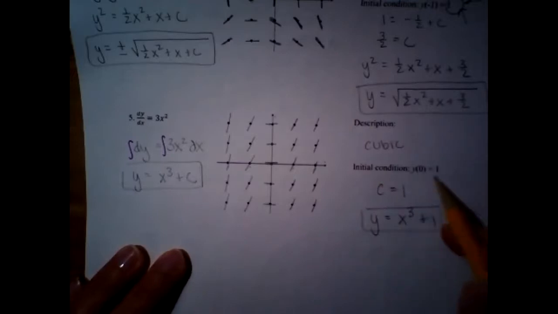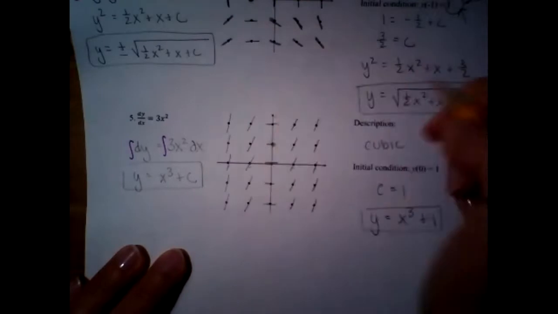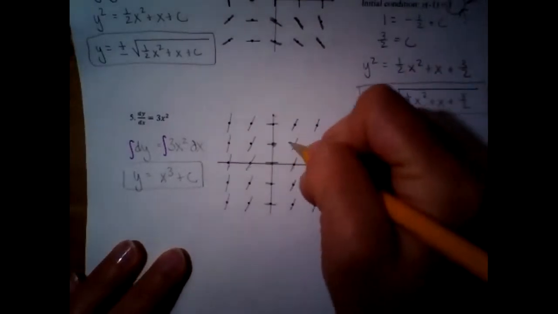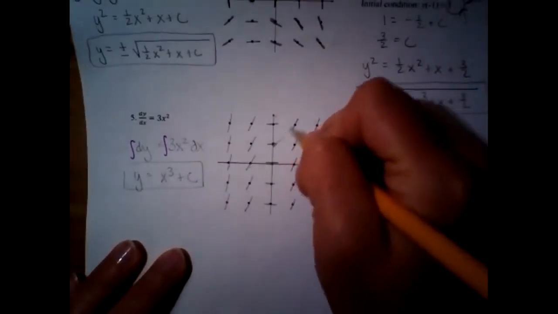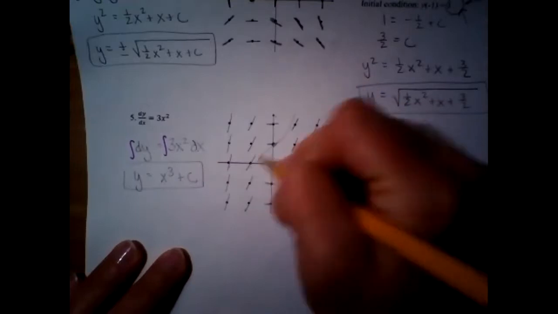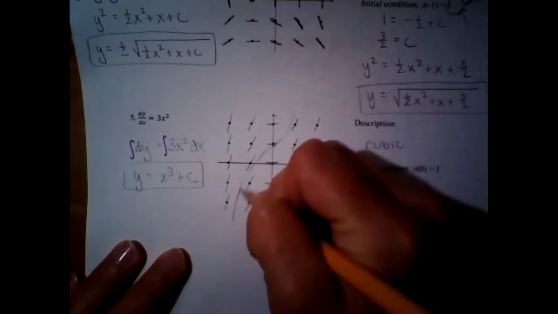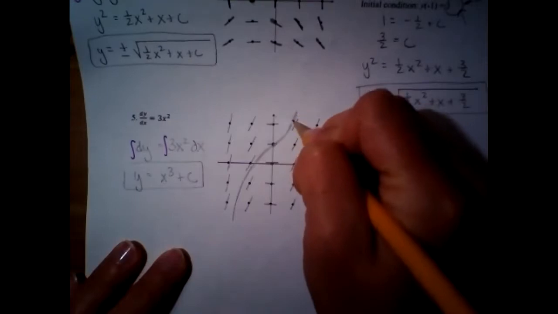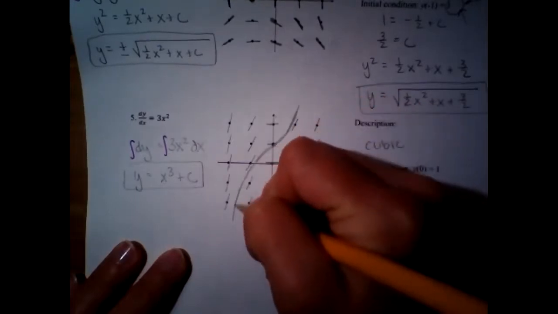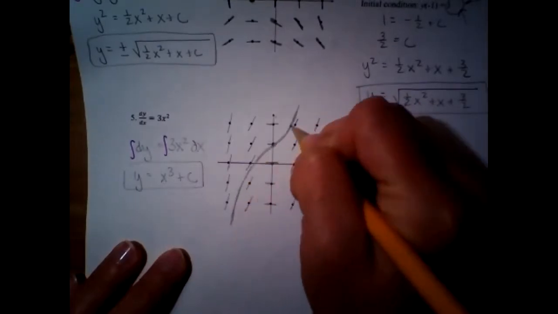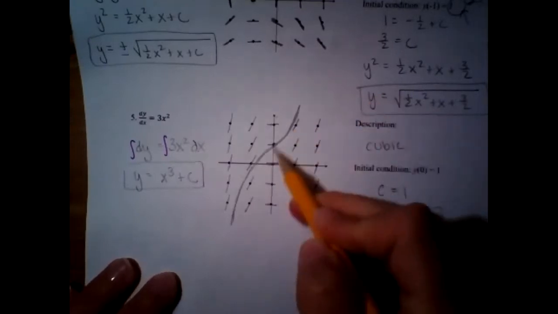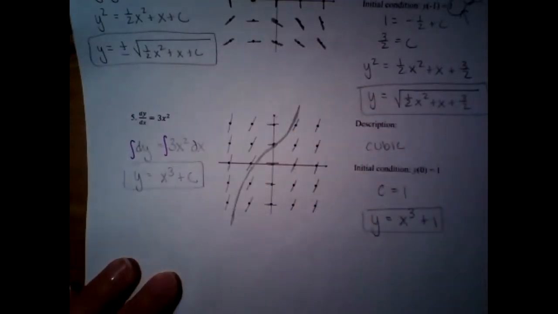And so all you have to do is start at that point, 0, 1, and then just follow along with the slopes here. And again, it doesn't have to be perfect. I'm not fantastic at drawing these, but good enough. You don't want to run into any of the other ones. You just want to follow them, and you want to go all the way to the edge of the graph.